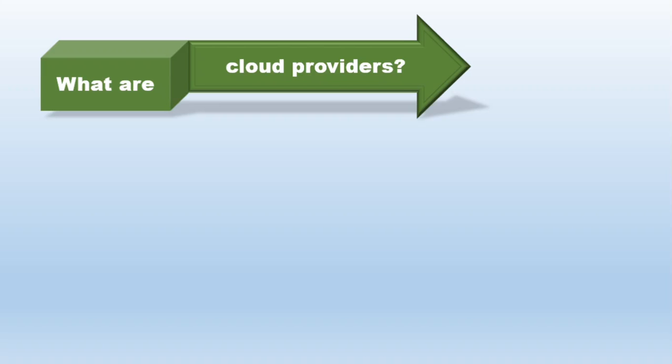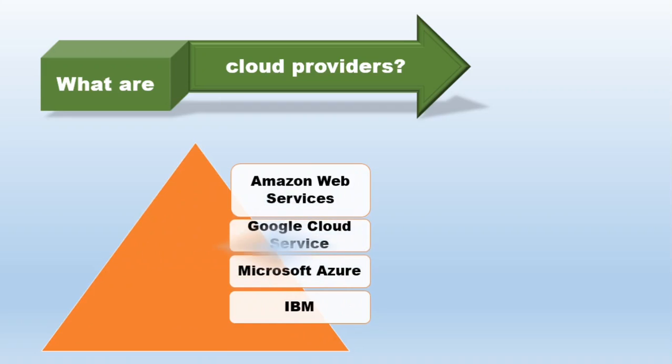Now, what are cloud providers? Here I have listed four major cloud providers: Amazon Web Services, Google Cloud Service, Microsoft Azure, and IBM. Although many other providers are also available in the market, if you explore, you will find lots of pros and cons of using these cloud providers.